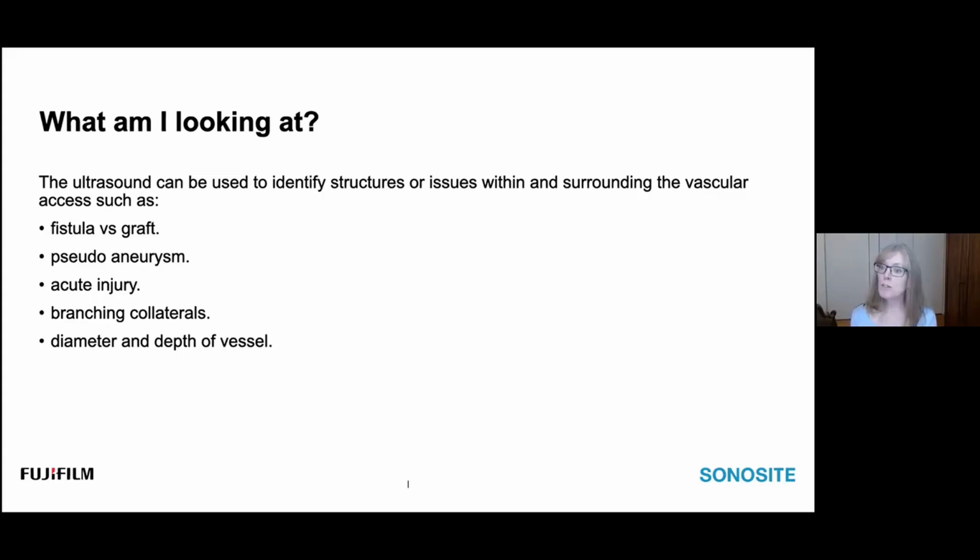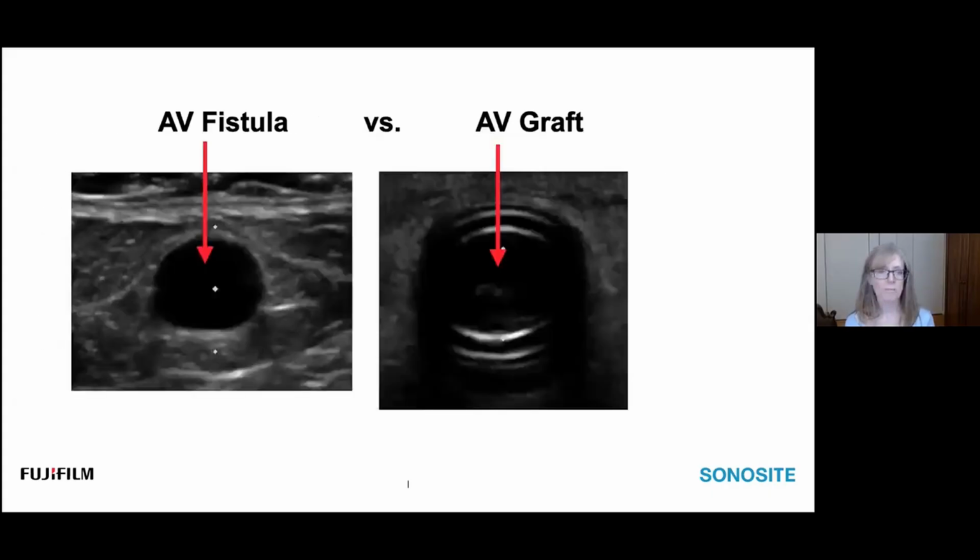So what I'm going to do in this next section is review a few things that you might be looking at so you know how to identify them. We're going to look at how to identify a fistula versus a graft, which we've kind of covered already, what a pseudoaneurysm looks like, what acute injury presents as, what a branching vessel looks like, and how you capture the diameter and depth, the exact measurement numbers for particular accesses, especially if you're trying to determine if the access is mature enough for cannulation.